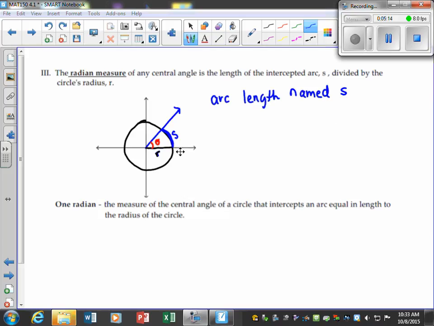Okay, with this labeled now, we can see that this is our radius from the origin to here. So this R represents our radius. This is angle theta, and this S is considered the arc length. Okay, and we know that theta, here's our theta, is defined by S over R.